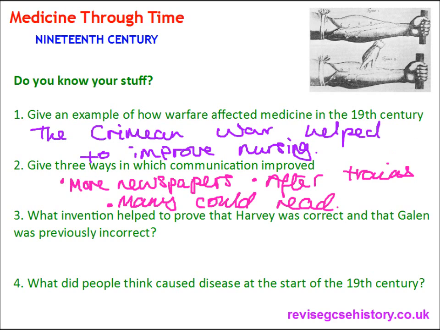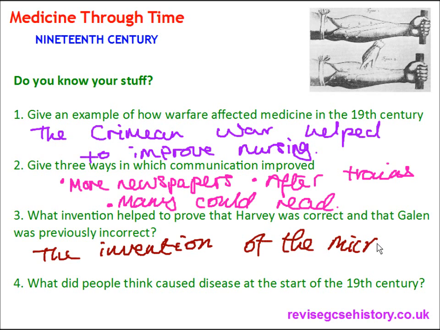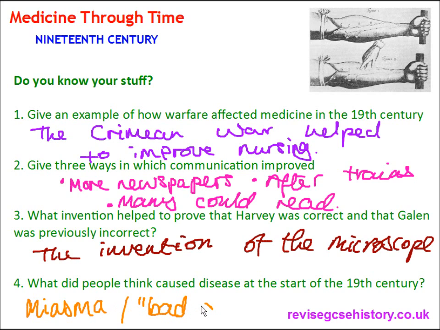What invention helped prove that Harvey was correct and that Galen was previously incorrect? The invention of the microscope. What do people think caused disease at the start of the 19th century? They believe that miasma or bad air causes disease, so that bad smells in the air cause people to become ill. Alright, so that's the end of the video today, and there are the answers to the quick four questions.